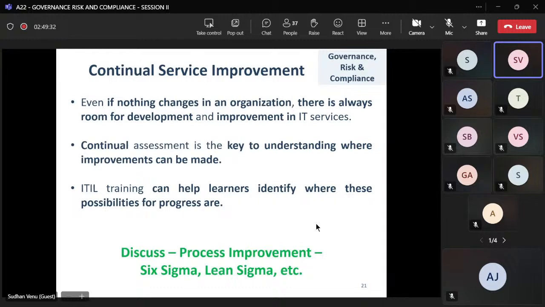So, continuous service improvement. Once that was implemented in terms of service transition, there is always room for development and improvement in terms of services, and it is key to understanding where improvement can be made, and it can help learners identify where these possibilities for progress are. And Six Sigma and Lean Sigma are the best certifications to learn process improvement activities, and it is on the quality side of things.